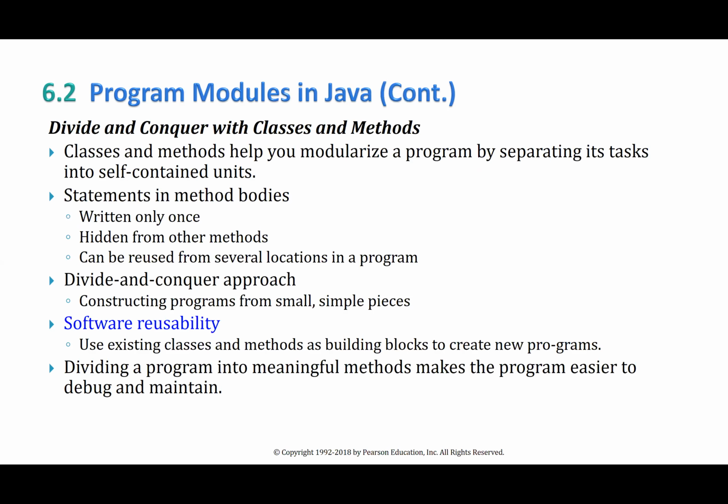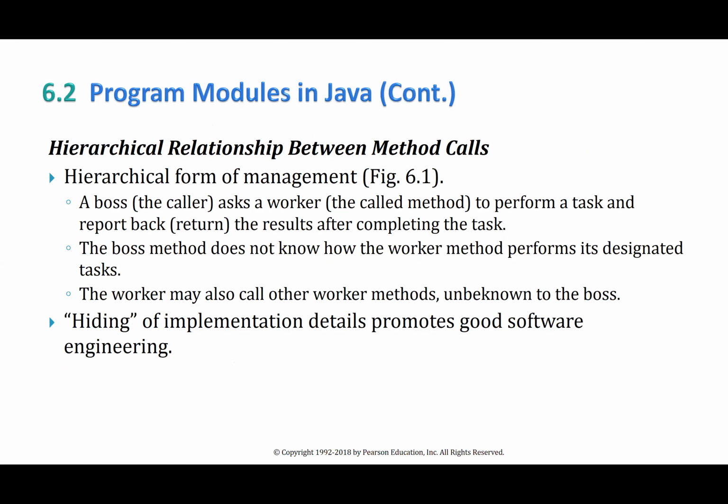Statements in method bodies, written only once and hidden from other methods, can be reused over and over from several locations in programs. You have small, simple pieces and software reuse. Use existing classes and methods as building blocks to create new programs as you go along. Meaningful methods make the program easier to debug and maintain. It's kind of like a hierarchical form of management. A boss asks a worker to perform a task and report back the results after completing the task. The boss method does not know how the worker method performs its designated tasks. Hiding the implementation details promotes good software engineering.